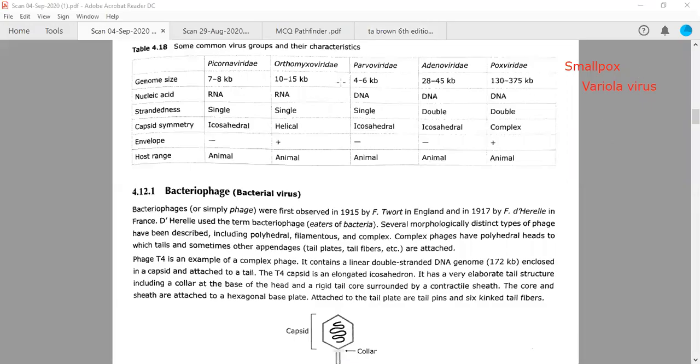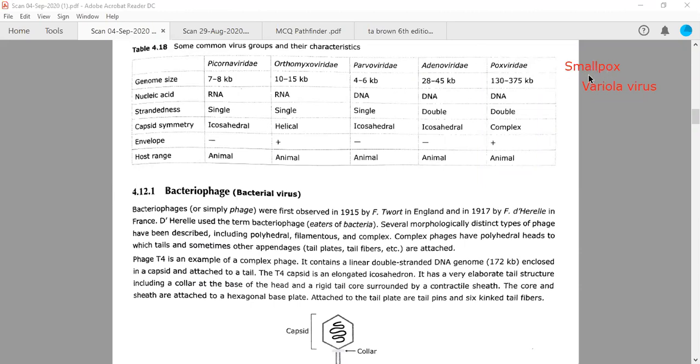So we were discussing the families of viruses. There are five families. The smallest viruses belong to Parvo, and the largest viruses generally belong to Pox Viridae. Viridae is the family of viruses. You need to remember the first name, pox viruses, for example.